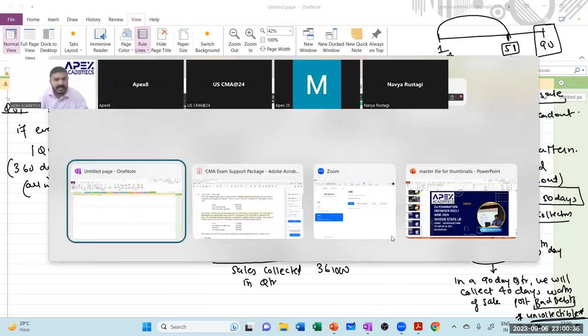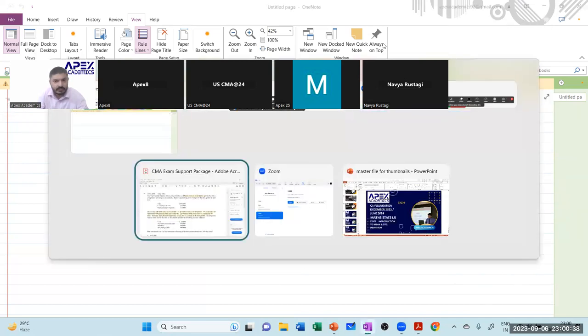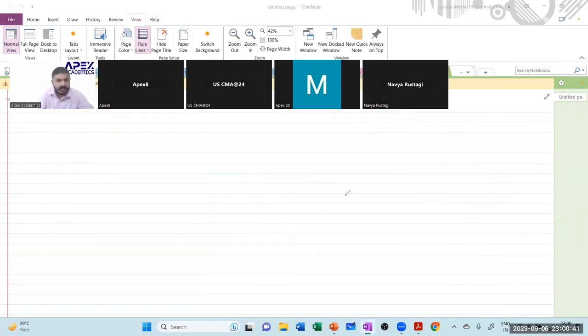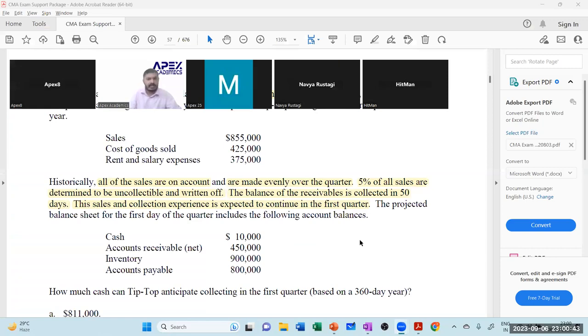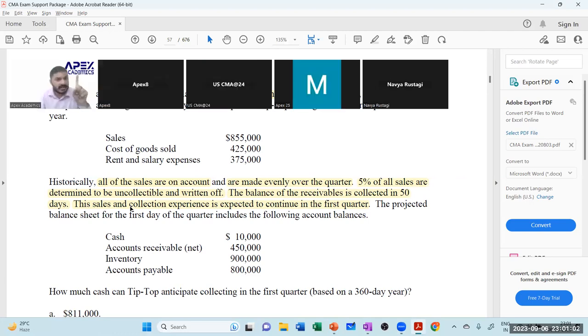Let us read additional information. What does the question further say? The question further says that the projected balance sheet for the first day. Yeah, Maruf? But sir, here it is mentioned the balance of the receivables is collected in 50 days. That is the meaning that today's 1 day sale, first day's sale, when will the balance be collected? After 50 days. Second day's sale after 50 days.